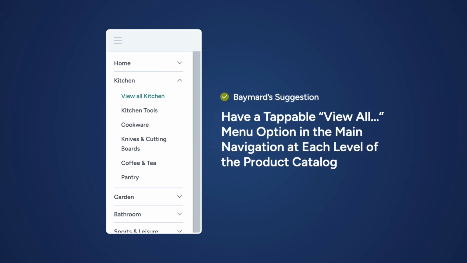To give users access to the broadest scope at each level of the hierarchy, include a View All option in the main navigation at every level. Use clear phrasing like View All or See All so users know exactly what to expect. Place this option as the first item in the list. Testing showed that when it appeared further down, users often missed it.